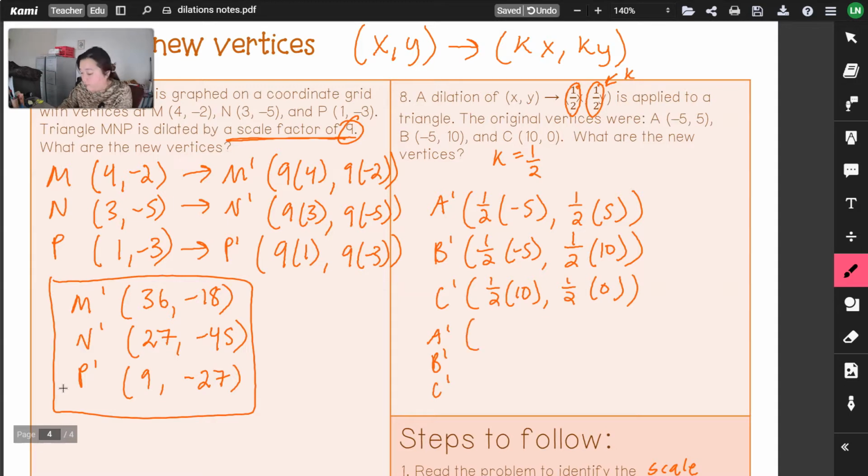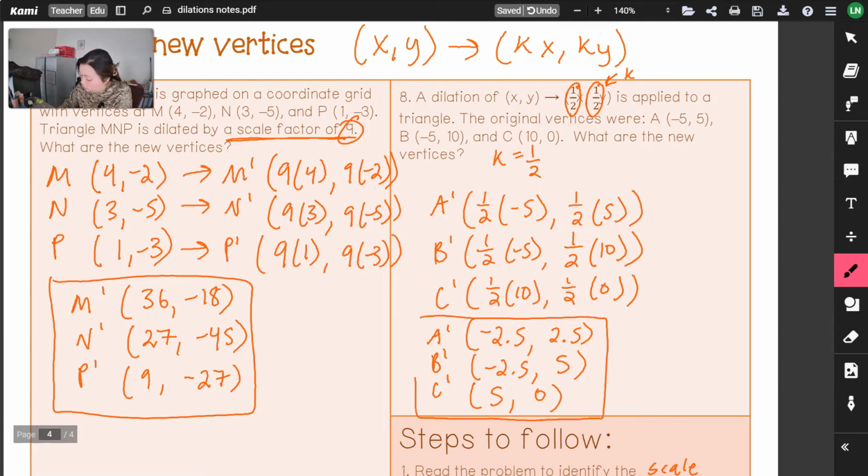1/2 of -5 is -2.5. 1/2 of 5 is 2.5. 1/2 of -5, -2.5. 1/2 of 10 is 5. 1/2 of 10 is 5. 1/2 of 0, anything times 0, is still 0. And that's it.